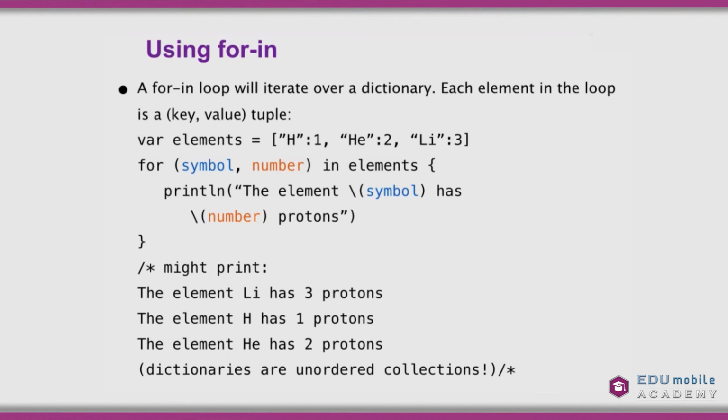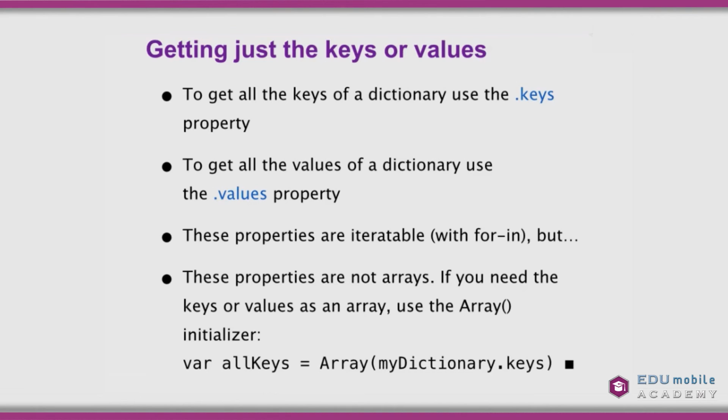What's the type of elements? It's a dictionary with the keys being strings and the values being integers. And so this might print the element lithium has 3 protons, the element hydrogen has 1, the element helium has 2, but dictionaries are unordered collections. It might print this, it might print them in some other order. The only thing you know is that in this loop, since we are iterating through all key value pairs in the dictionary, we're going to get them all, but we don't know what order they are in, because dictionaries are unordered collections.